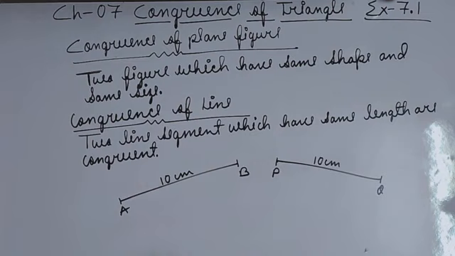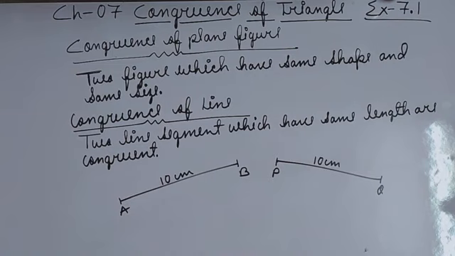When I told you about the 10 rupees note and the 100 rupees note, when I kept the 10 rupees note over the 100 rupees note, some part in blue color was visible. So the 10 rupees note and 100 rupees note are not congruent figures, because though their shape is the same, their size is different. So the main thing for a figure to be congruent is that when we superimpose the two objects, one should completely cover the other.